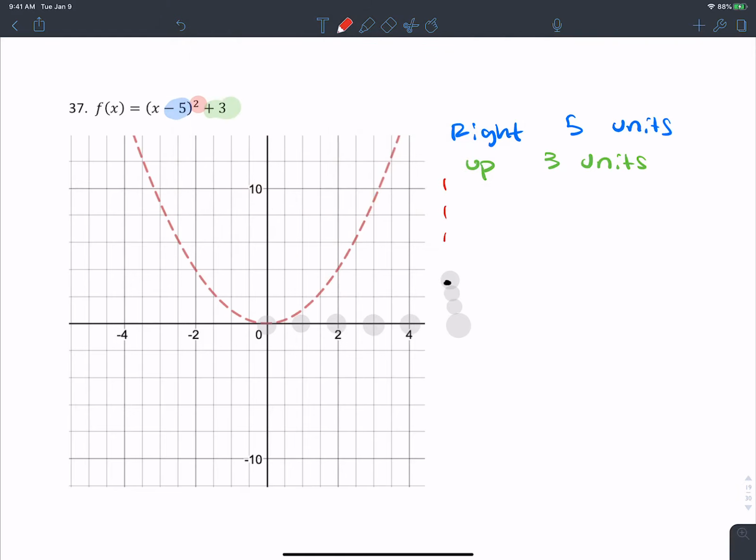The vertex. So I'm going to remark that this is my new x and y axes. Everything got shifted to the right 5 and up 3. And now I get to just sketch my parabola. And there you go. You may want to notice the address here is going to be actually 5, 3 for the new vertex.